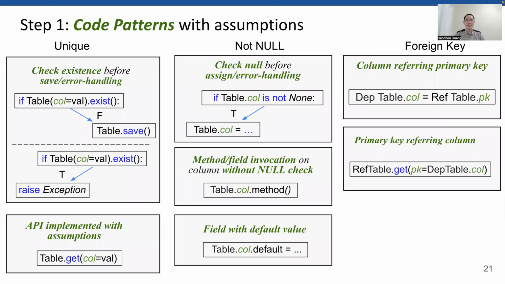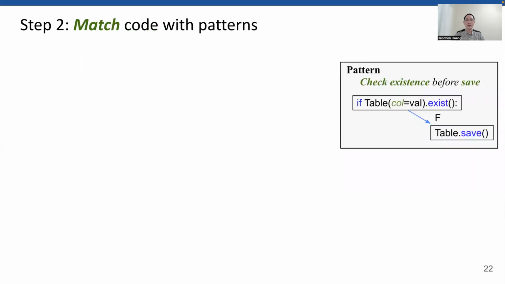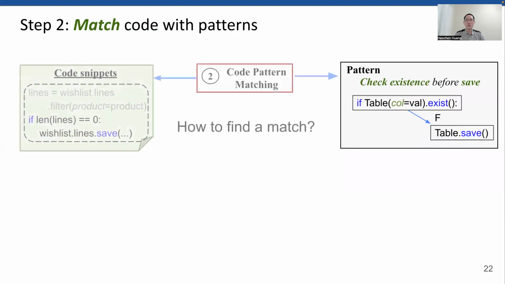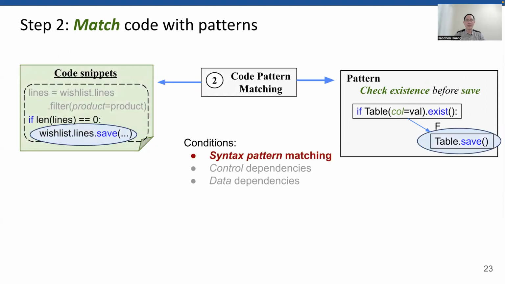We list all the observed patterns for each constraint types here. Please check the table for more details. After observing the code patterns, the next step is to traverse the code and find the matches of the patterns. We summarize 3 types of conditions that need to satisfy.